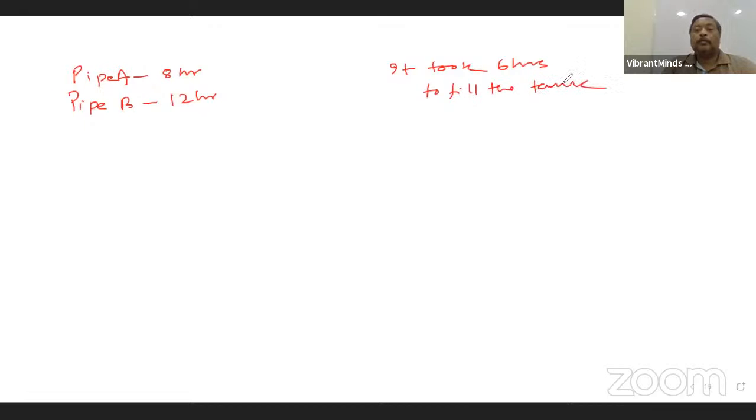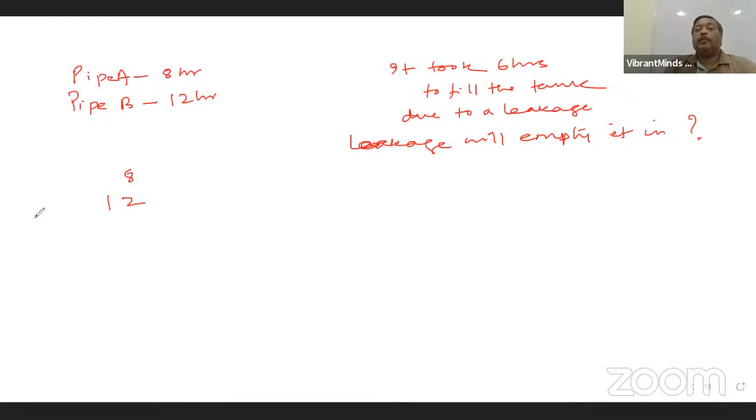It says pipe A can fill a tank in 8 hours. Pipe B can fill the same tank in 12 hours. And the question says it took 6 hours to fill the tank due to a leakage. And the question says, leakage will empty it in what time? Okay, now see, 8, 12. Let's say this is your A, this is your B, and I will say leakage is emptying it in X hours.